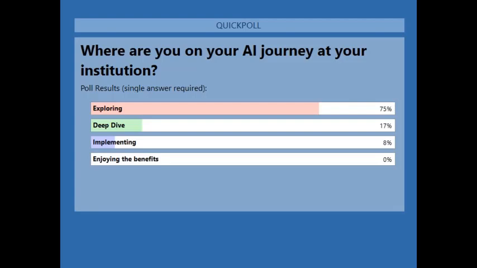So as I can see now, the results are very clear. The majority of the participants to this poll are in the exploratory phase, and only a small percentage, 17%, is in the deep dive phase, and implementing is 8%.